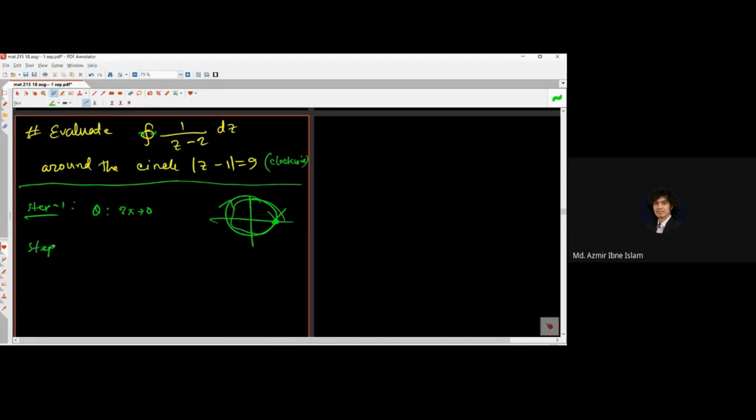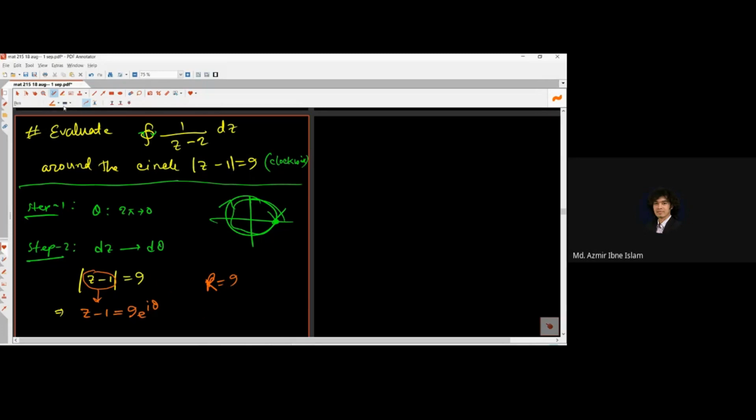Now step 2. In step 2, we have to convert dz to d theta. This is the target. So for this, we have to take the circle. So we have modulus of z minus 1 equal to 9. This is a circle. So what is the process? We have to bring the inner quantity outside. So z minus 1 equal to 9 e to the power i theta. Is that okay? Yes, sir. So here, what is the value of R? It is 9. That means the radius is 9.